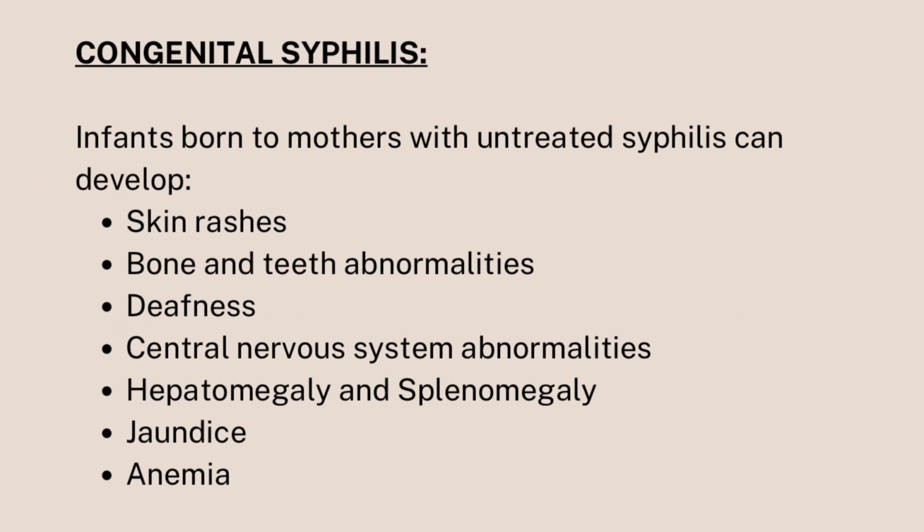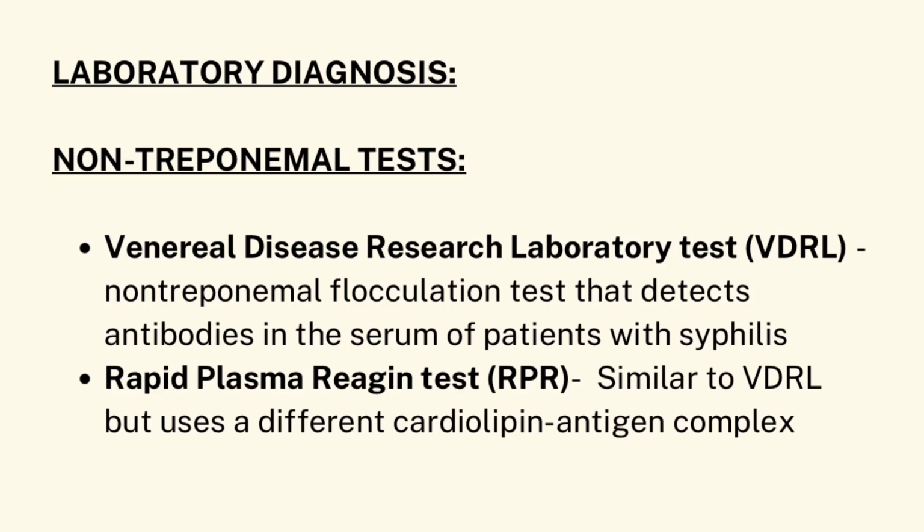Hepatomegaly and splenomegaly, which is the enlargement of liver and spleen. Jaundice, that is yellow discoloration of skin and eyes. And it can also result in anemia, which is low level of red blood cells.